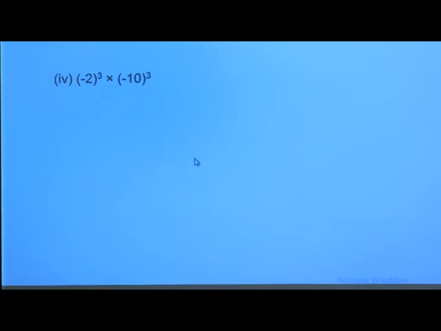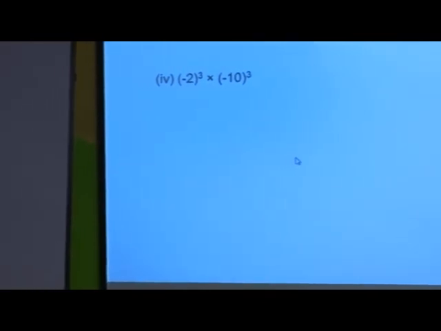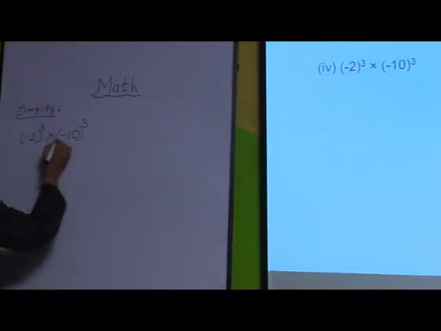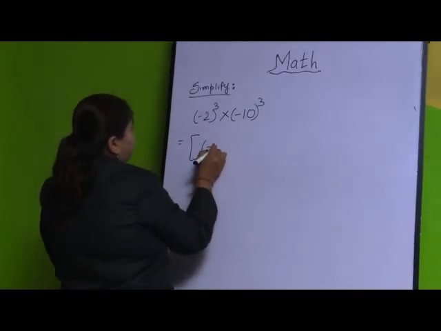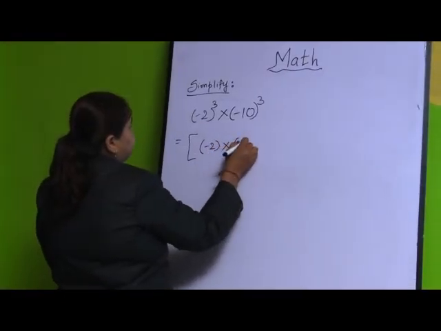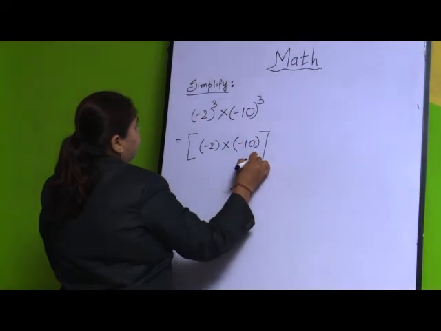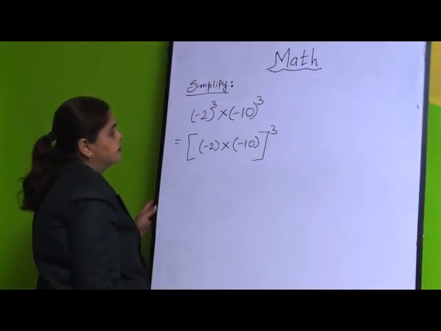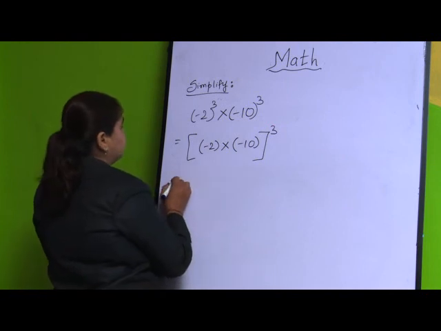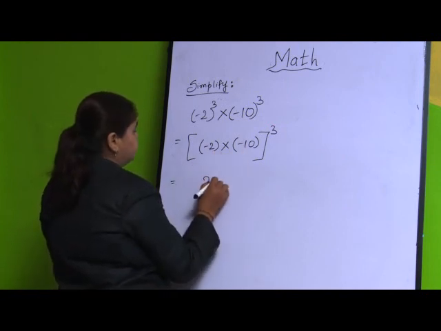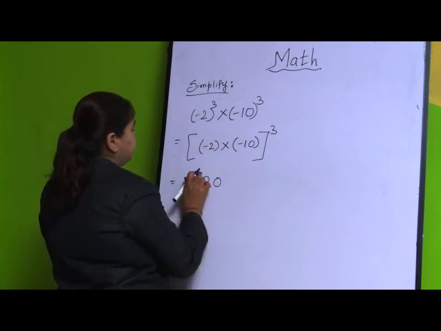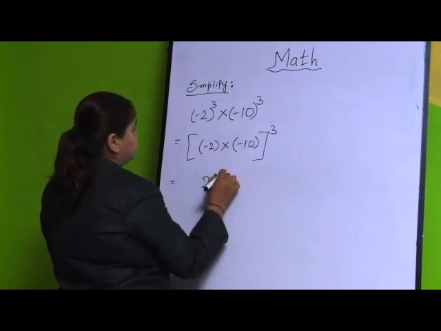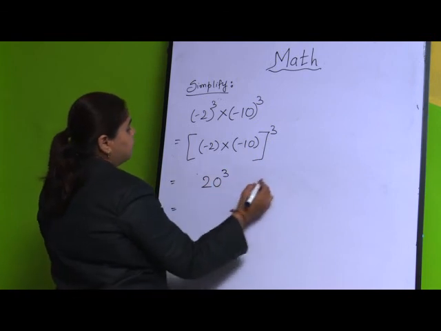So the number is (-2)^3 × 10^3 - 10^3. Here we can write it in this form also: (-2 × -10)^3. Now, you know what is the multiplication of this? 10 2s are 20, minus into minus is plus, and we write the power as 3. So what will be 20 into 20?